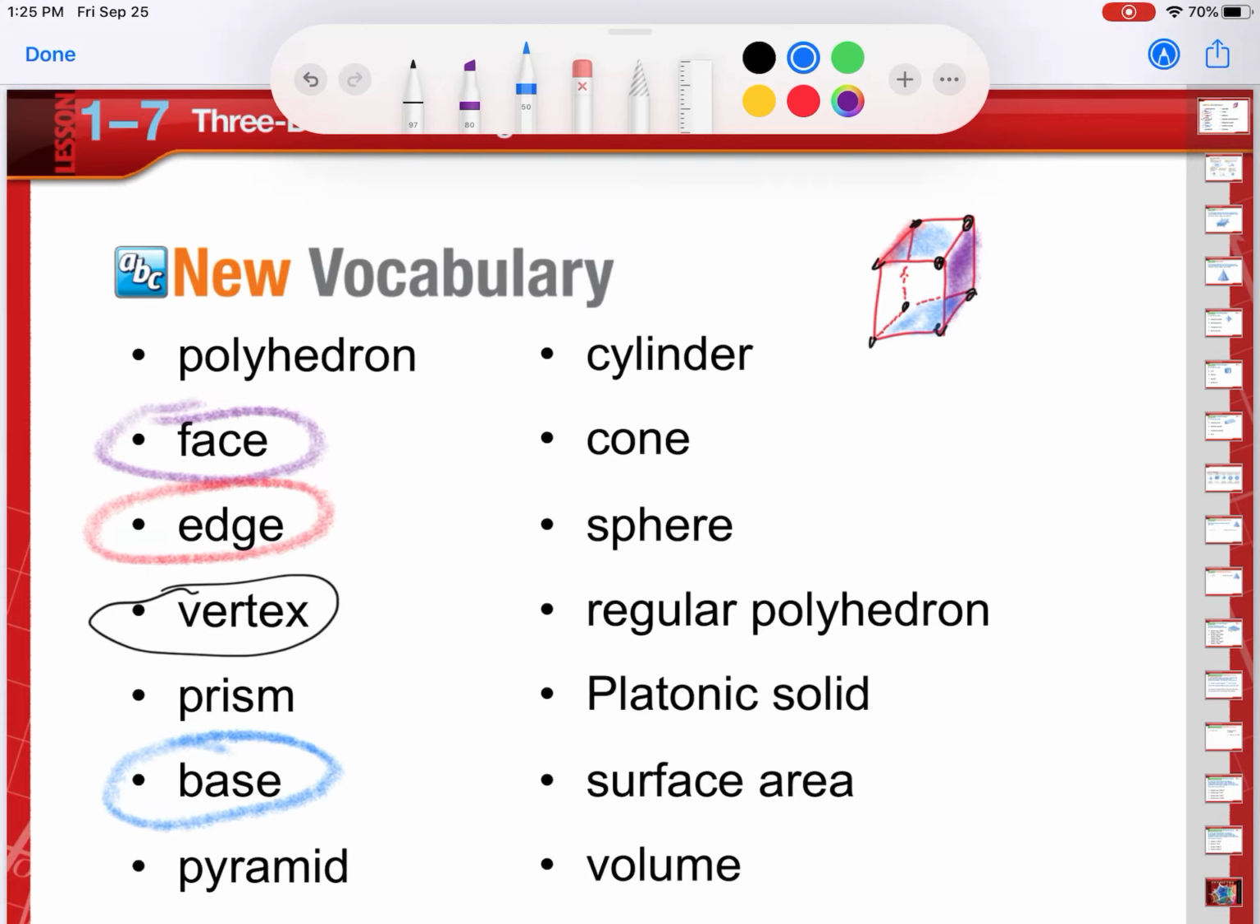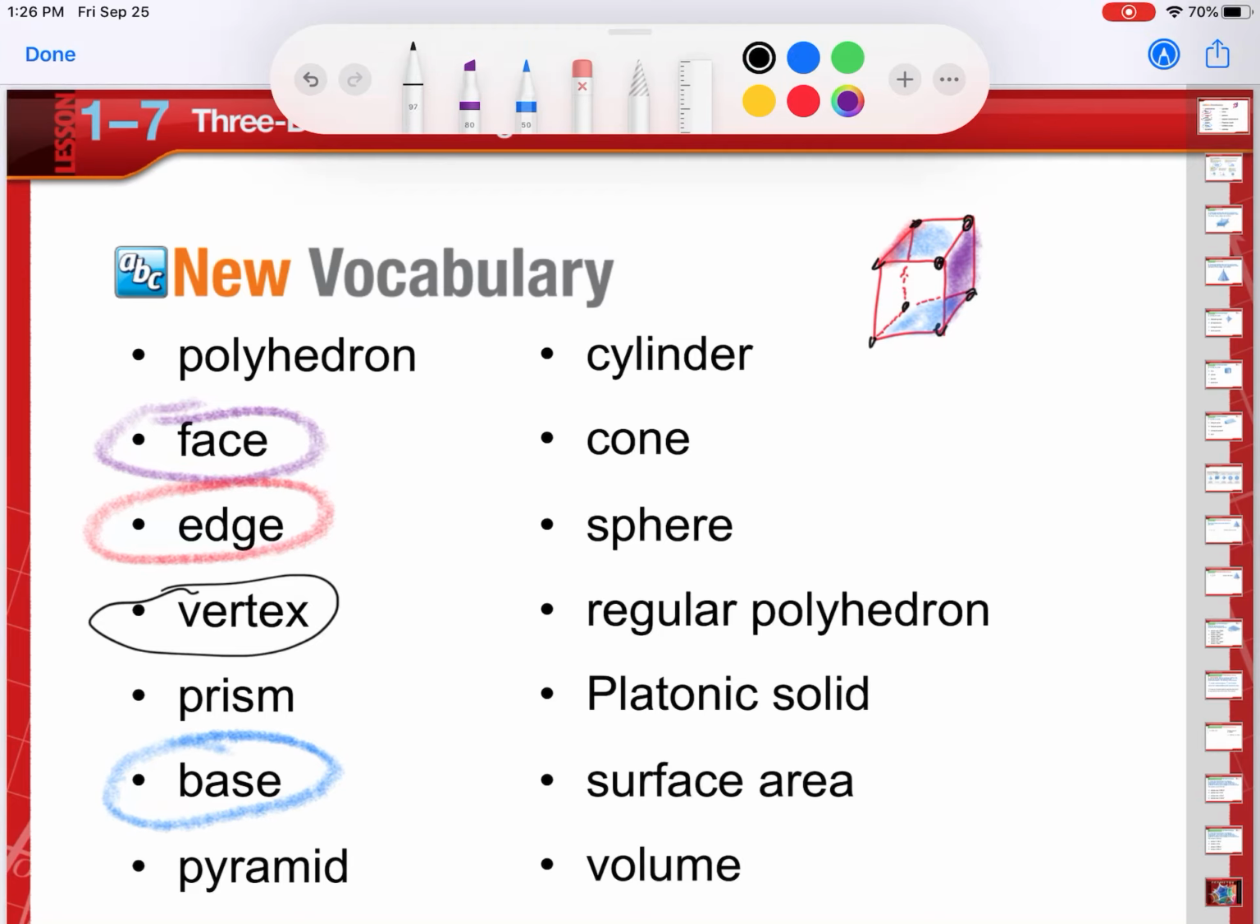A pyramid is a polyhedron that has a polygonal base, so it could have any number of sides. It could be a triangle, square, rectangle, pentagon, hexagon, heptagon. You could have all those pyramids. And it has 3 or more triangular faces that meet at a common vertex. So unlike the prism, it only has the one base.